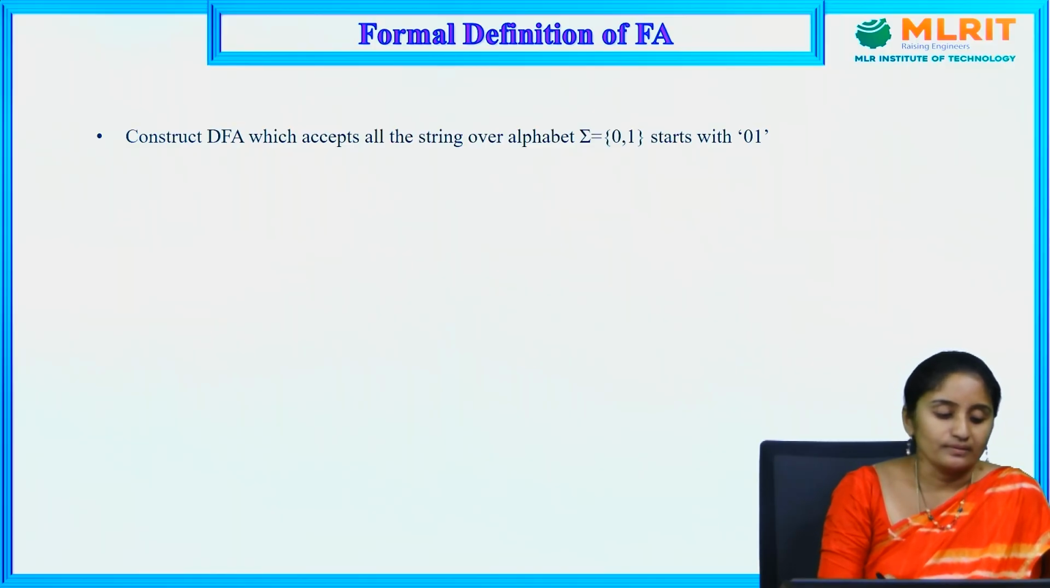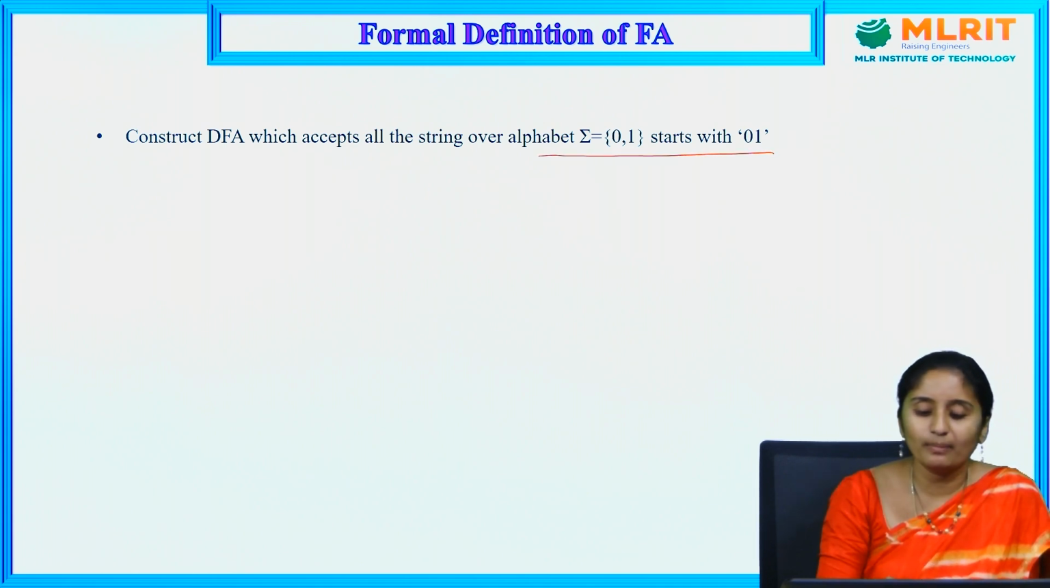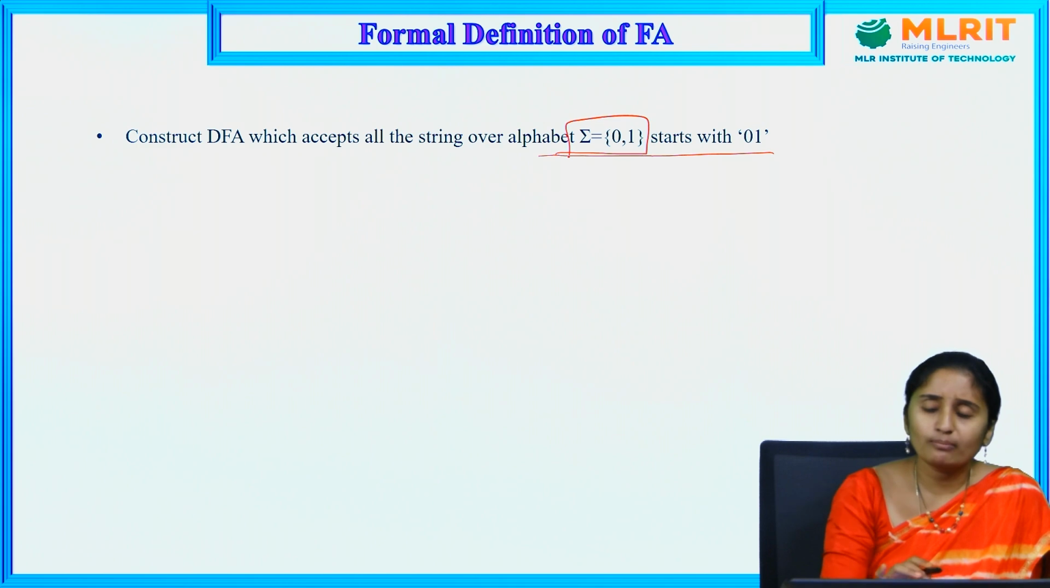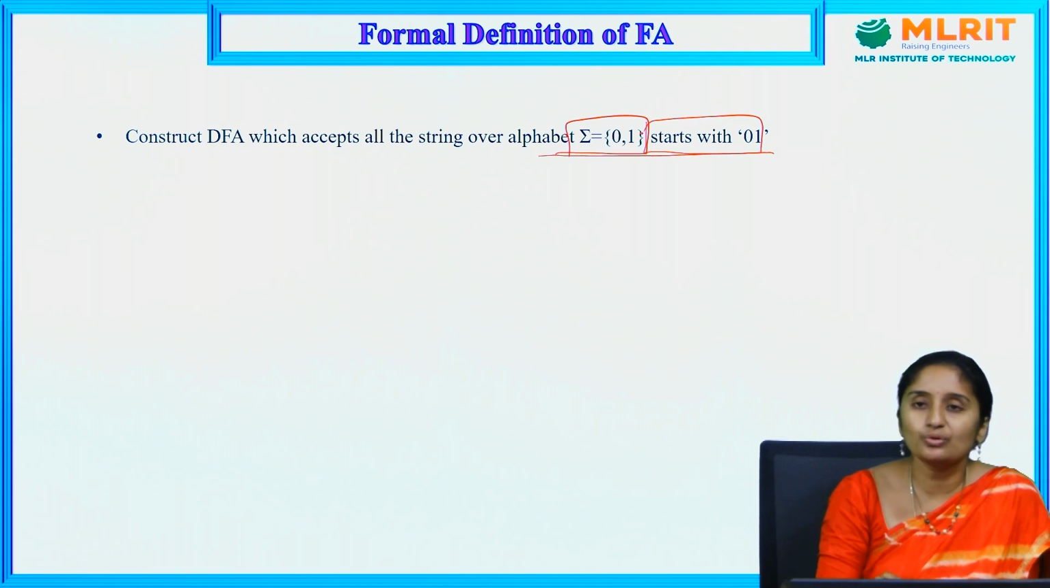So the next one: a DFA which accepts all the strings over the alphabet that start with 0, 1. So this is the alphabet they gave. Sigma equals {0, 1} are the two input symbols I am having, and my condition is the string should start with 0, 1.